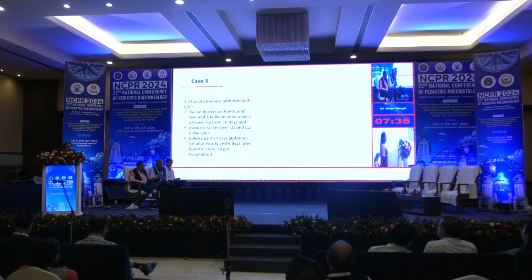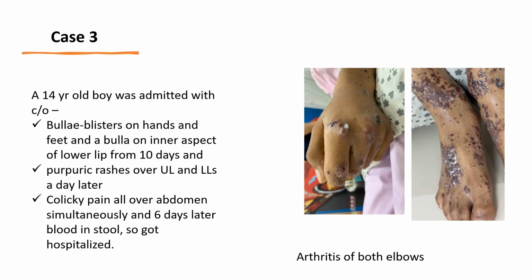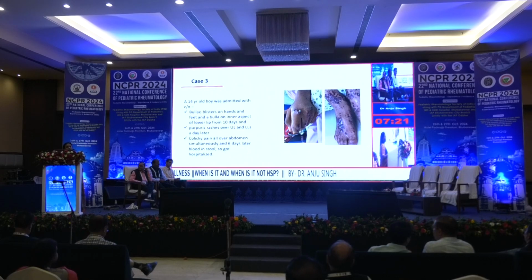So with this, I move to the third case. Till now we were talking about children who are presenting in the common age group. This is an adolescent boy who was admitted with the complaint of bullae and blisters on hands, feet, and also on the inner aspect of the lip. And a day later, he had purpuric rashes and also colicky abdominal pain. And on examination, we also found he had arthritis of both elbows.